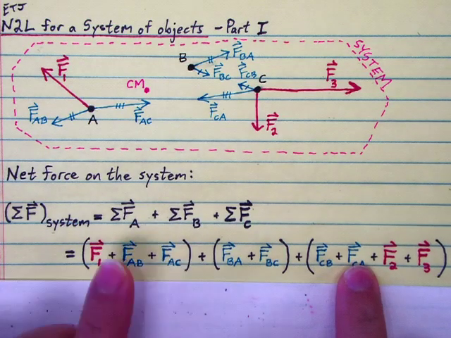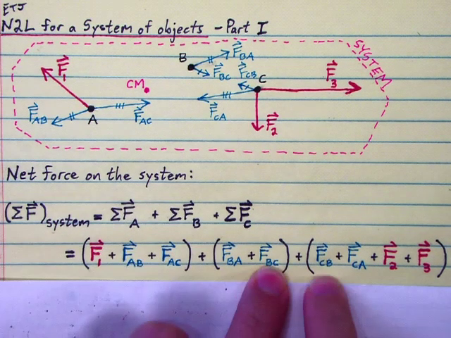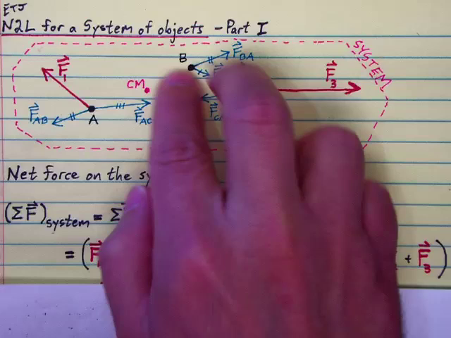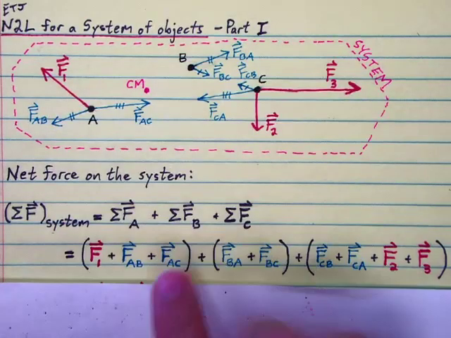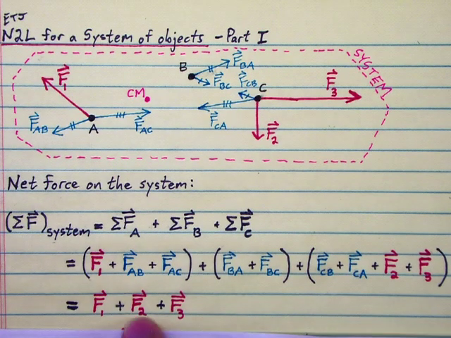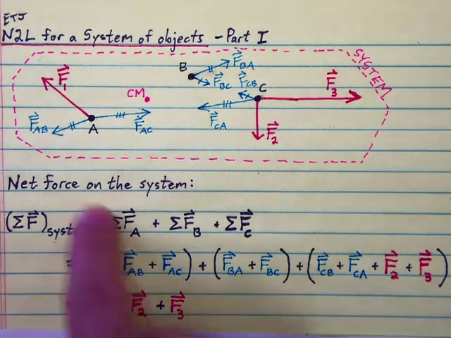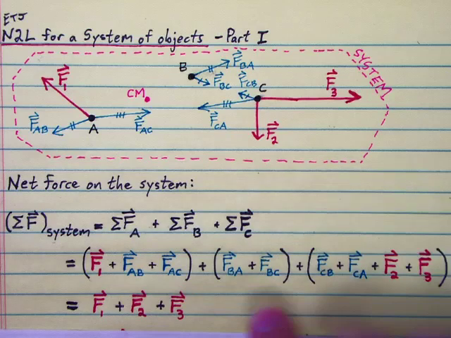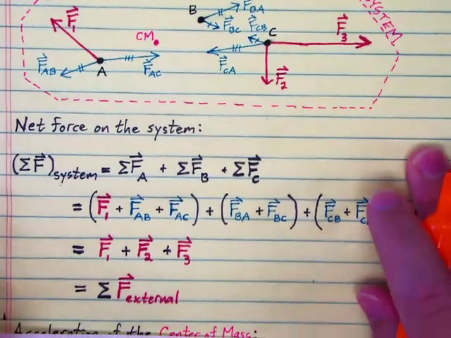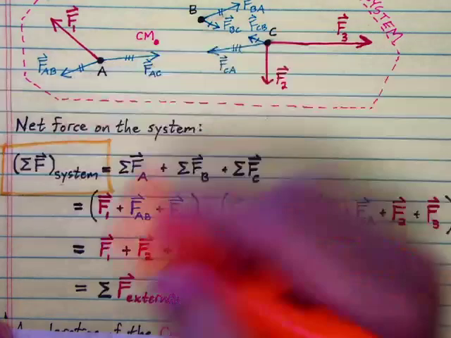Likewise, FAB and FBA, that pair will cancel out. And FBC and FCB, that's an internal force pair that'll cancel out. So all these force pairs, the internal force pairs, will cancel out, leaving just these 3 external forces. In other words, if we add up all the forces on our system, what we get is just the sum of the external forces. And this is a key concept.